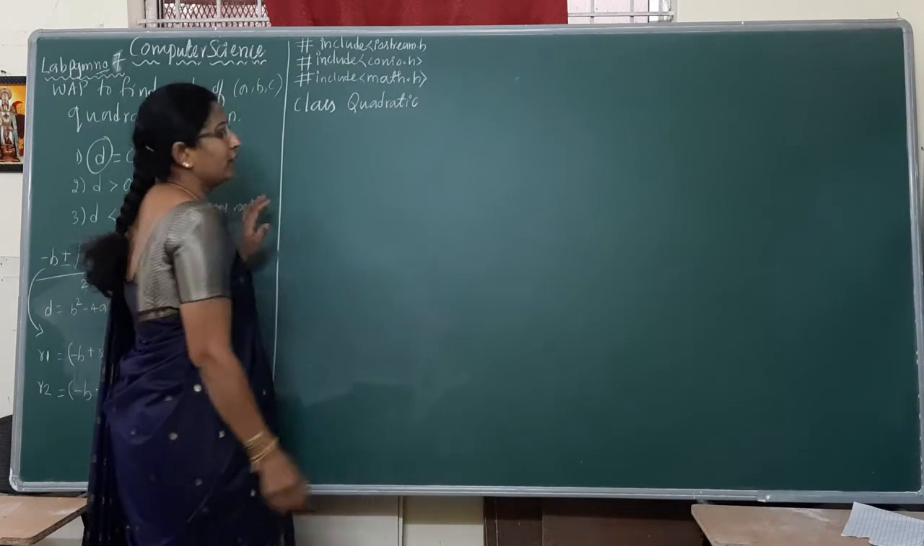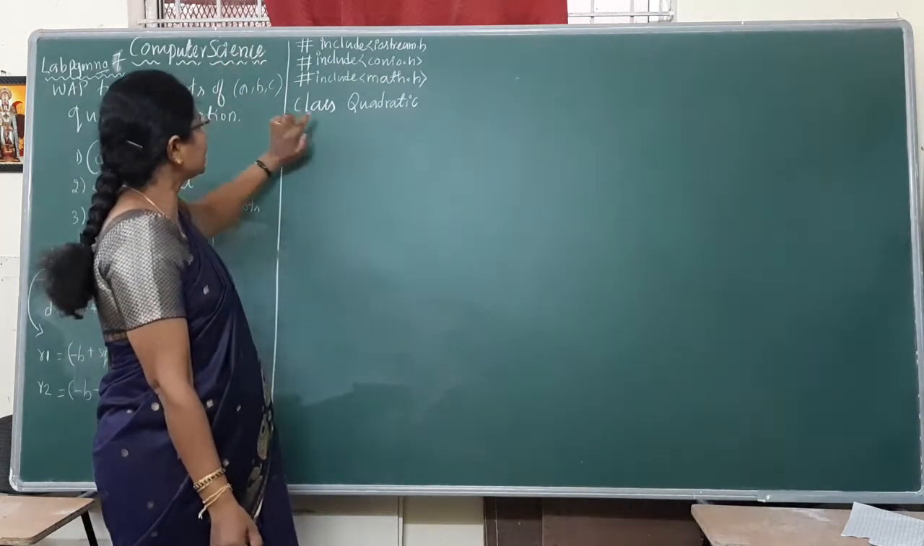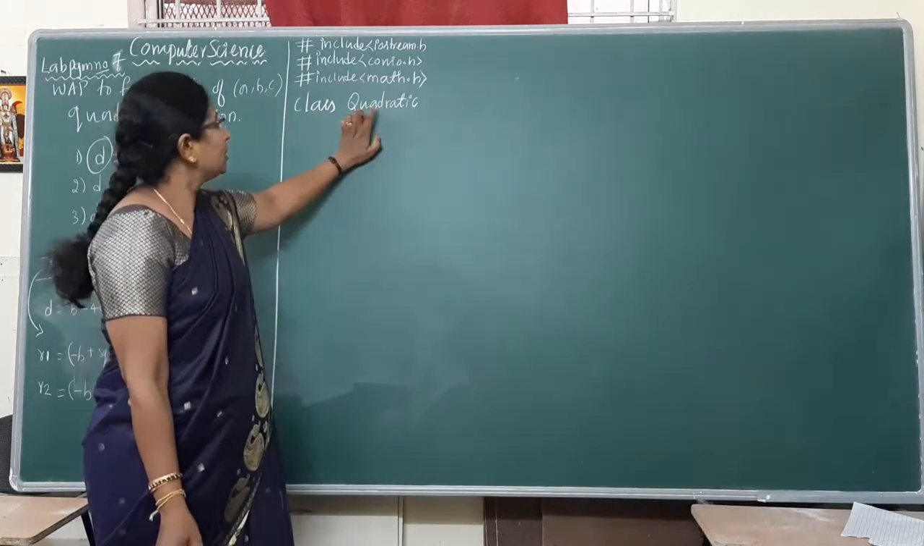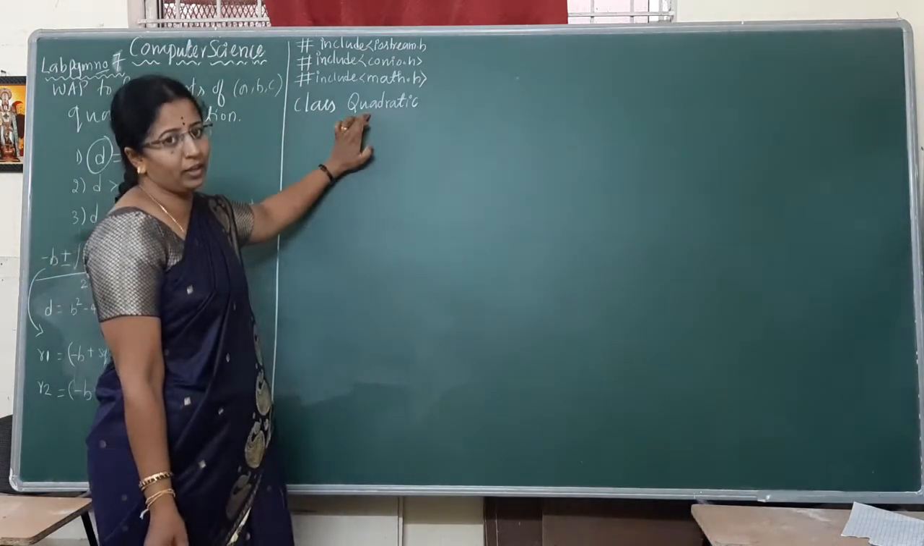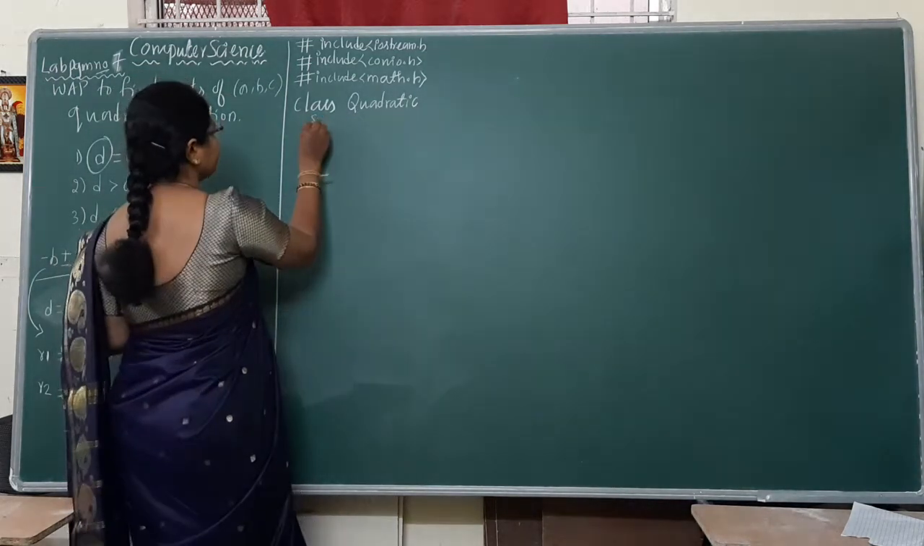Class name is quadratic. It is a name relevant to the given program. Hence, class for the class keyword, followed by the class name. The program is related to quadratic equation, hence the class name is given as quadratic.